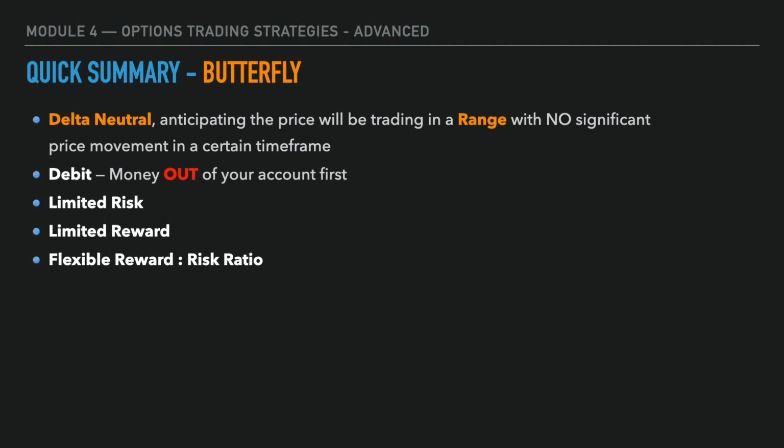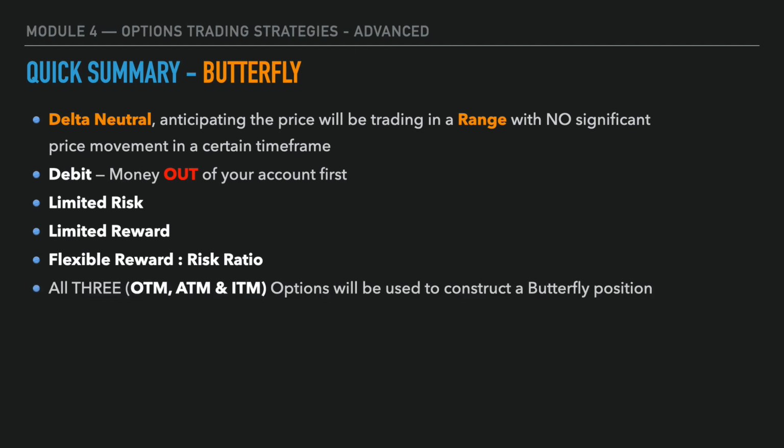The reward to risk ratio is rather flexible for the butterfly trade. It depends on the implied volatility and the premium of the options. Out of the money, at the money, and in the money options will all be used to construct a butterfly trade. That is something very special.